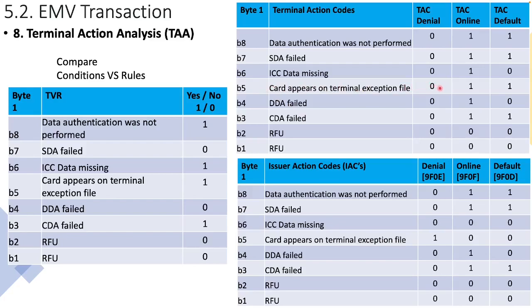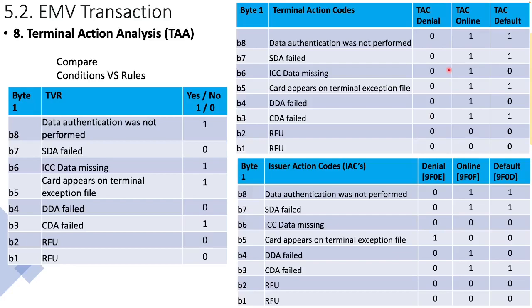this rule where it says only decline after trying to go online. This one says decline immediately. Don't even attempt to go online. Okay, so that's how you would read it. You line by line take the condition, compare to the rule, and find which is the stricter rule, right? And that is the rule that must be applied as part of terminal action analysis.